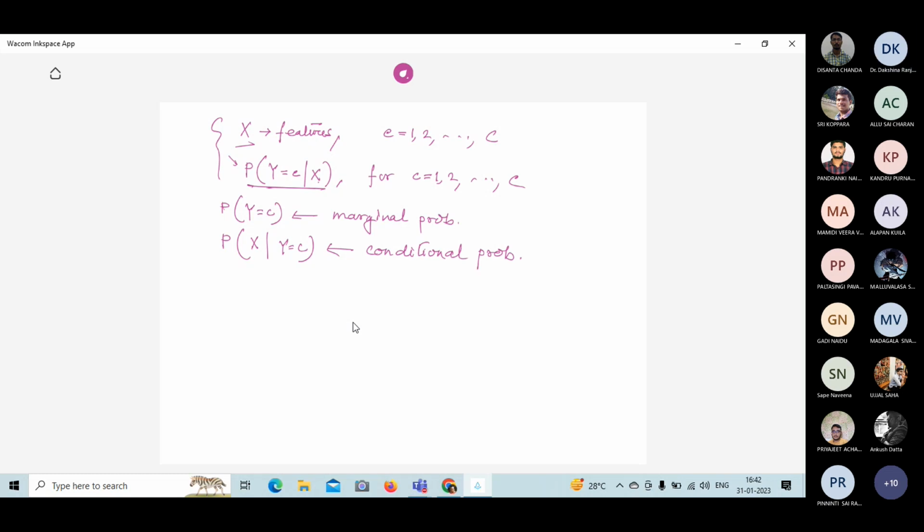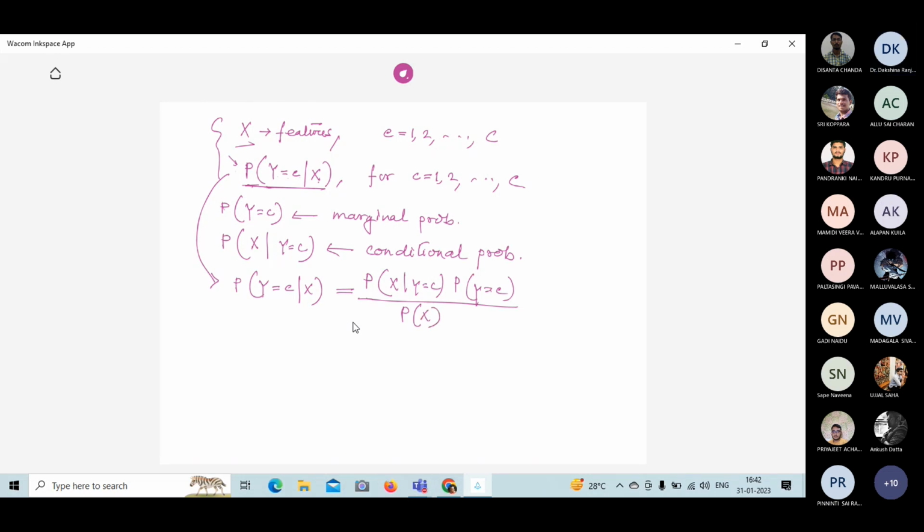Now this information, the probability of y at class level c given x, can be obtained from the marginal probability and the conditional probability. So we can write probability of y equals c given x equals probability of x given y equals c, then multiplied by the marginal probability y equals c, divided by probability of x.